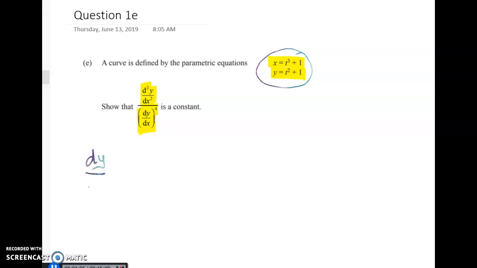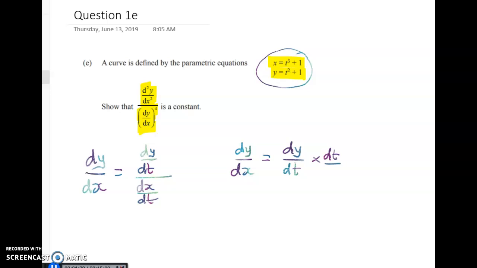So dy by dx, when we've got a parametric setup, goes like this. We've got dy by dt divided by dx by dt. Now, if you are having trouble thinking about that, it's probably time to do some parametric revision, but it comes down to the chain rule. Dy by dx is equal to dy by dt times dt by dx. And we can treat derivatives, loosely speaking, like fractions. So that's what I'm doing there.